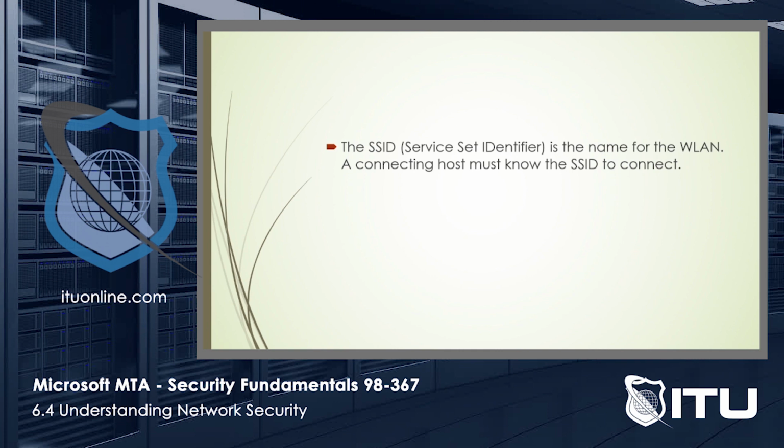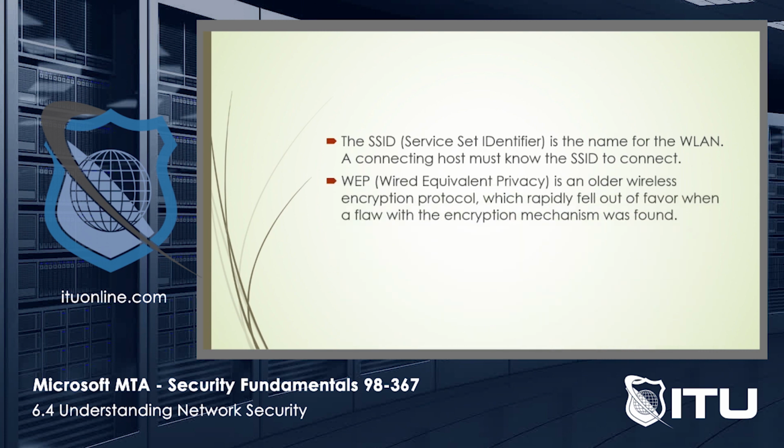Now, the SSID is a name for your wireless LAN, and a connecting host must know your SSID in order to be able to connect. We also have WEP, which is an older type of wireless encryption protocol, which rapidly fell out of favor when a flaw with the encryption mechanism was found. If someone comes along and says, I'm going to give you a Class B router, one of the older routers, probably the only thing you're going to be able to configure is WEP technology.